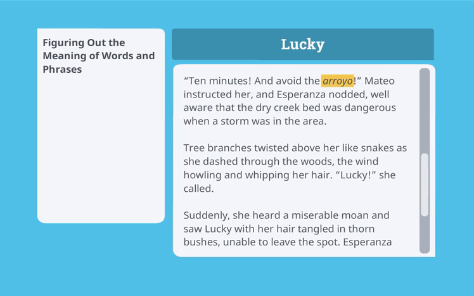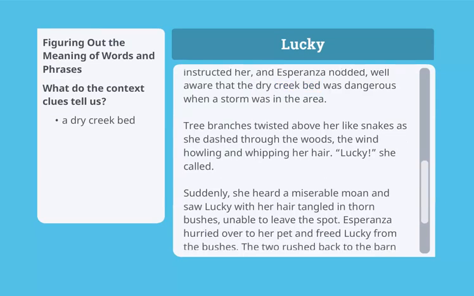Next, we come across the Spanish word arroyo. There's no comparison, so let's check for context clues. In the next sentence, there's a definition of arroyo: a dry creek bed. Sweet! This one was handed to us on a silver platter.